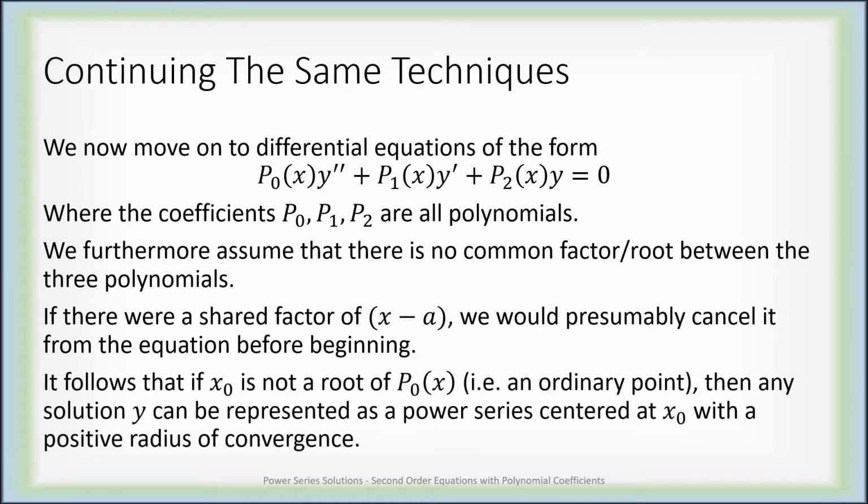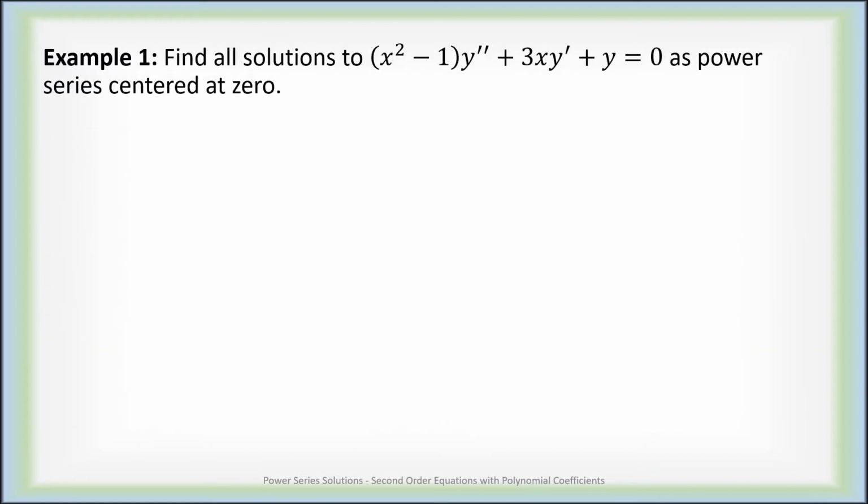So what follows is that if x naught is not a root of the leading coefficient, in other words, x naught is an ordinary point, then any solution can be represented as a power series centered at x naught with a positive radius of convergence, and we're going to be using the same techniques we did in the previous lecture. So let's just dive straight into an example.